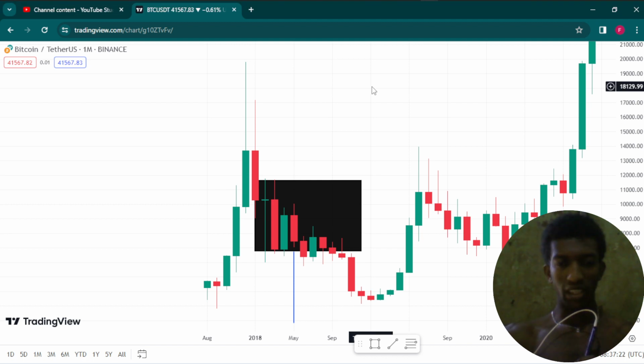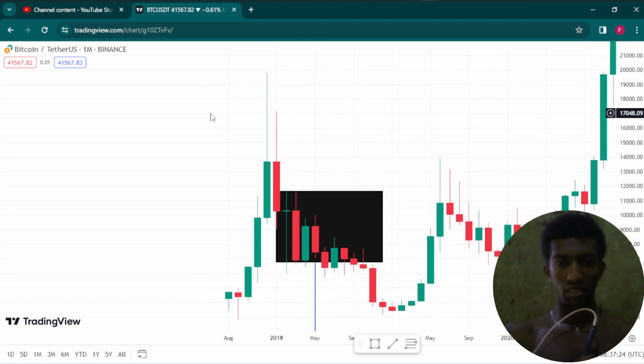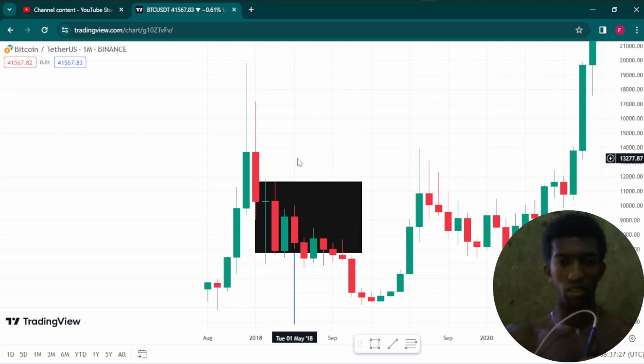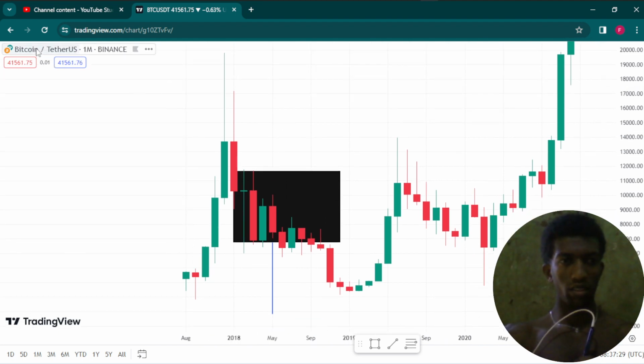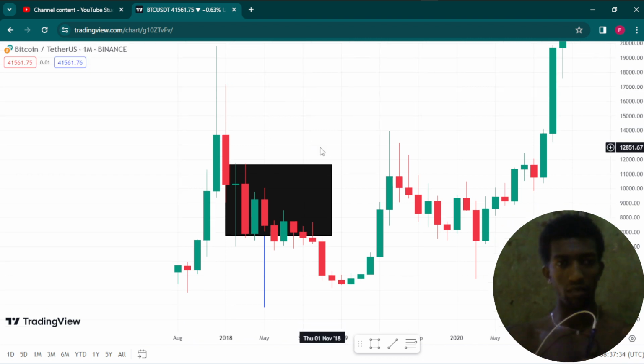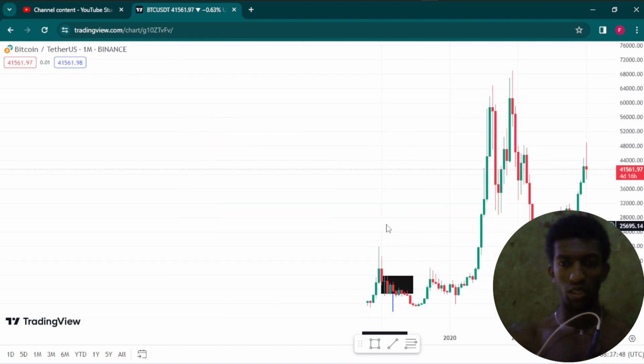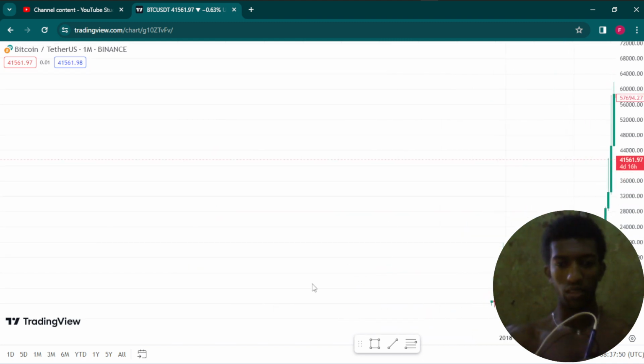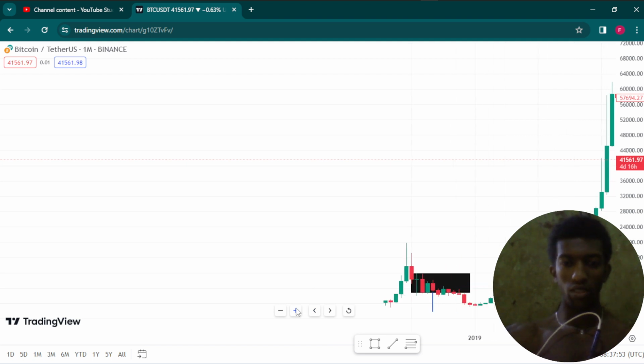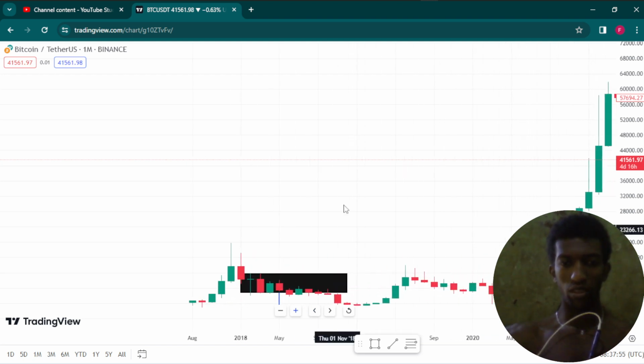Today we'll be analyzing this BTC USDT. So you can see this Bitcoin versus Tether US. We are on the monthly time frame, as you can see. We'll analyze it and work our way down to the 2-hour time frame, because that is our final time frame that we will be using, right? So first of all, let's just start from here.